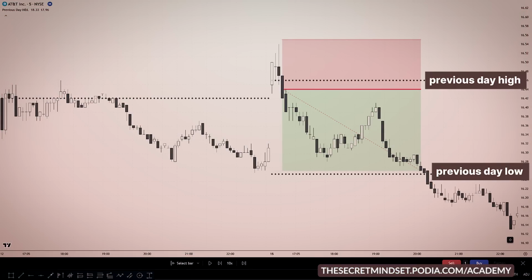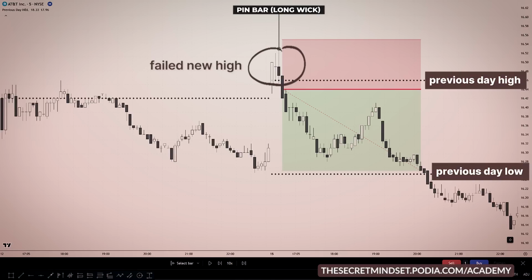In this chart, we've marked the previous day's levels. As the new day starts, we see price pushing upwards towards the previous high. We see a quick spike above it, but the next candle closes back below it. This is our failed new high. This is almost a textbook setup, with a pin bar with a large wick above the previous high. Short trade, just below the low of the pin candle. Stop loss goes above the failed high.